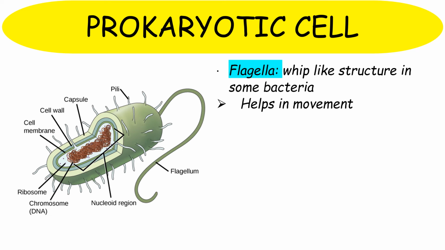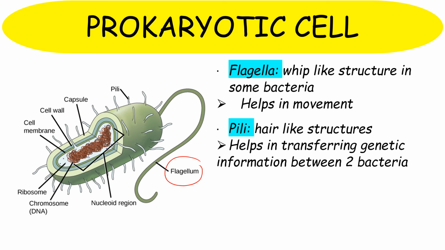Some prokaryotic cells are able to move with the help of a tail-like structure called flagellum. So flagellum basically helps in movement. Additionally, some prokaryotic cells have hair-like structures known as pili, and they help in exchange of genetic information between two bacteria.